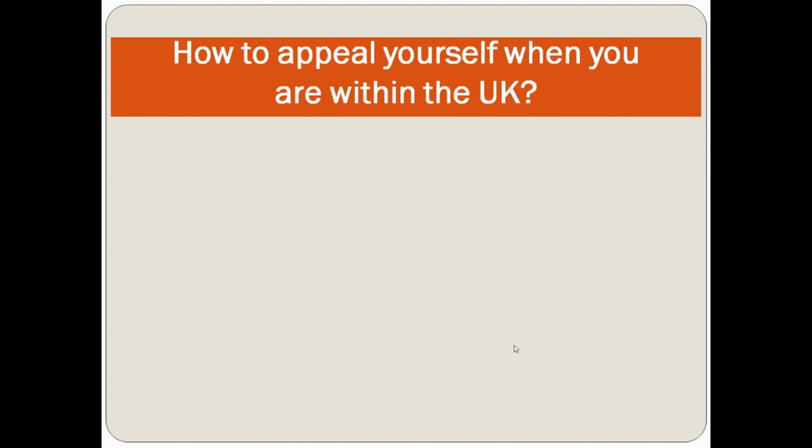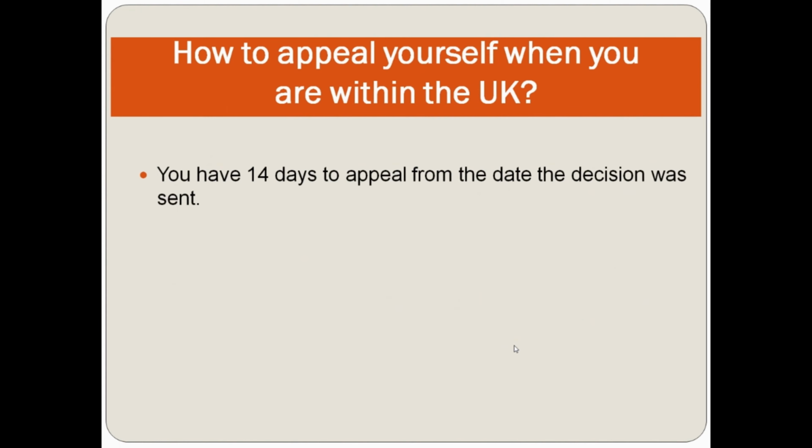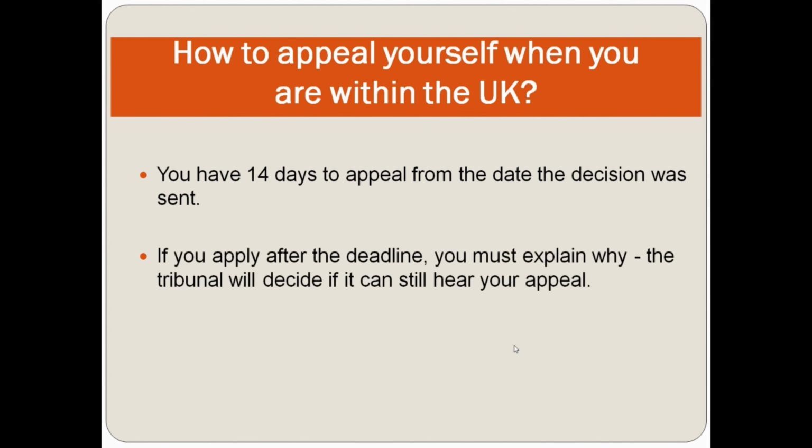How to appeal yourself when you are within the UK? You have 14 days to appeal from the date the decision was sent. If you apply after the deadline, you must explain why. The tribunal will decide if it can still hear your appeal.